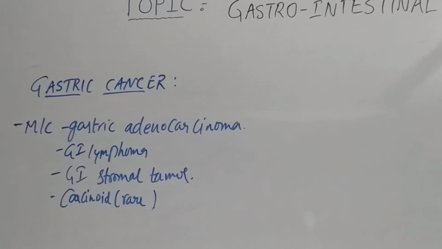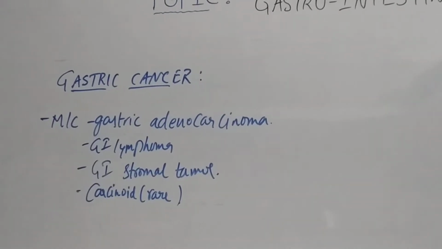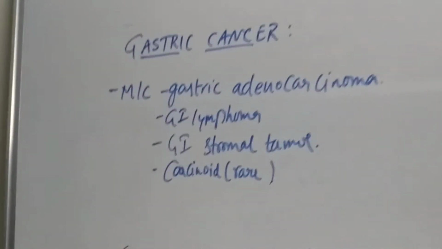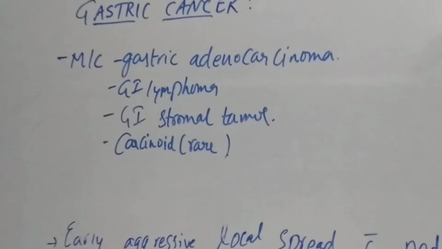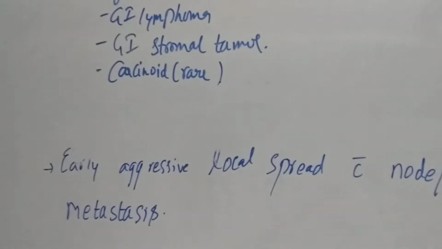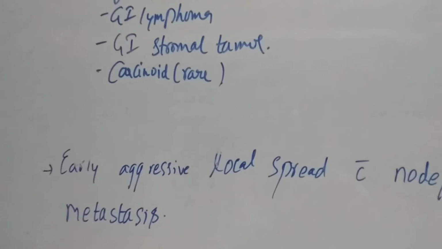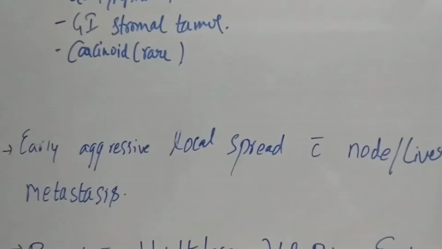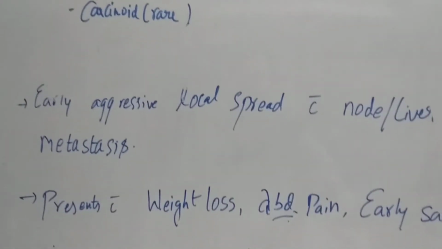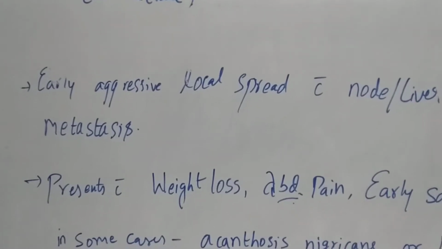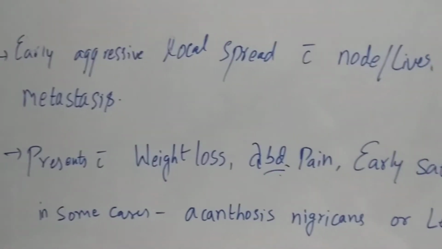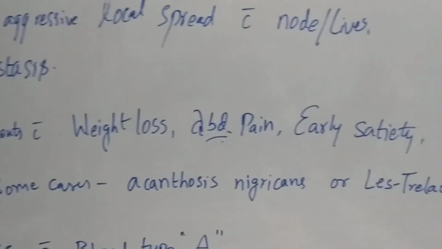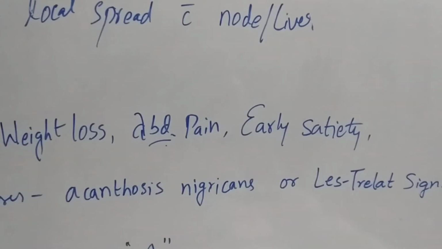So, gastric cancer. It is most commonly known as gastric adenocarcinoma, and also GI lymphoma and GI stromal tumor. In rare cases, it is called carcinoid. So, how does it occur? In early stages, it is aggressive, locally spread with nodal or liver metastasis. And how will it be presented? It presents with weight loss, abdominal pain, early satiety, and in some cases, acanthosis nigricans or Leser-Trélat sign.